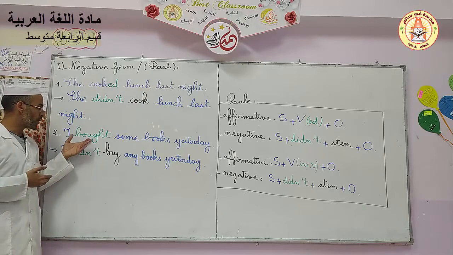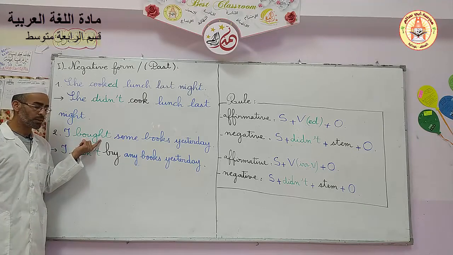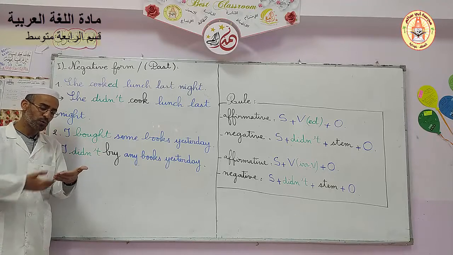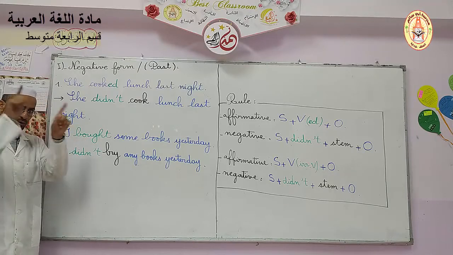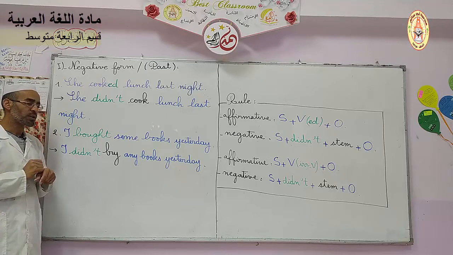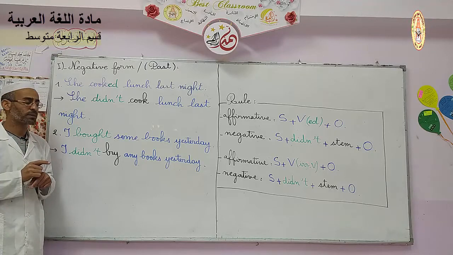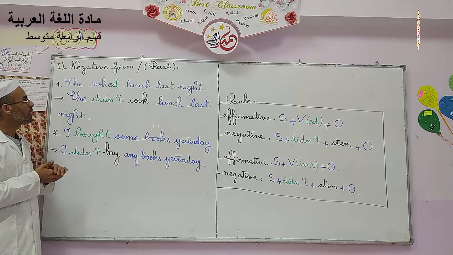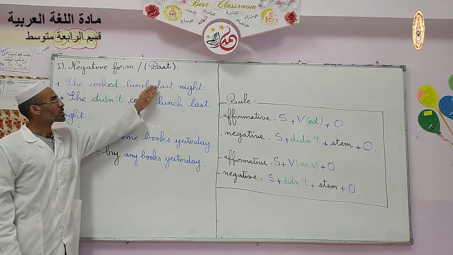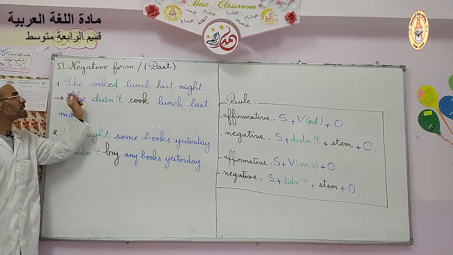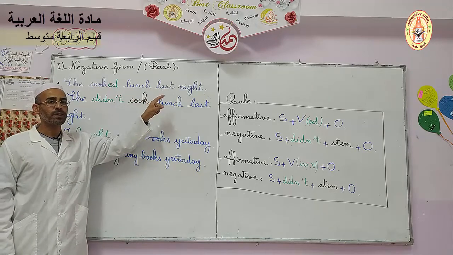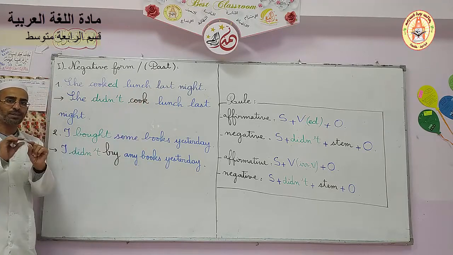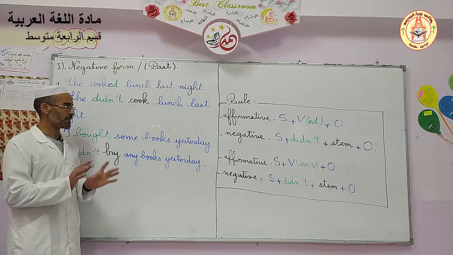And in the irregular verbs, you have to memorize the list. There is a list of irregular verbs, so you have to memorize it by heart. This is the solution for these verbs. Now, she cooked lunch last night. This sentence is in the affirmative form. It's a simple, normal sentence.